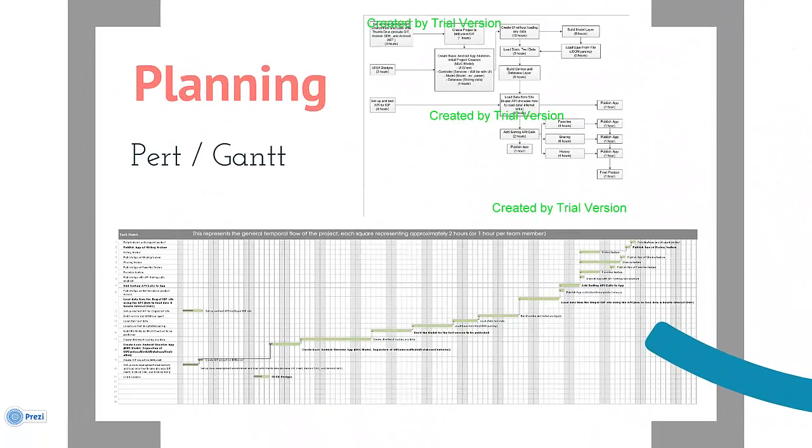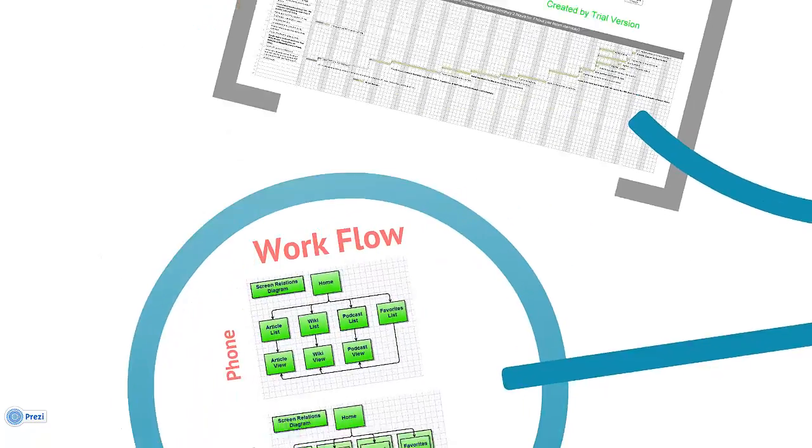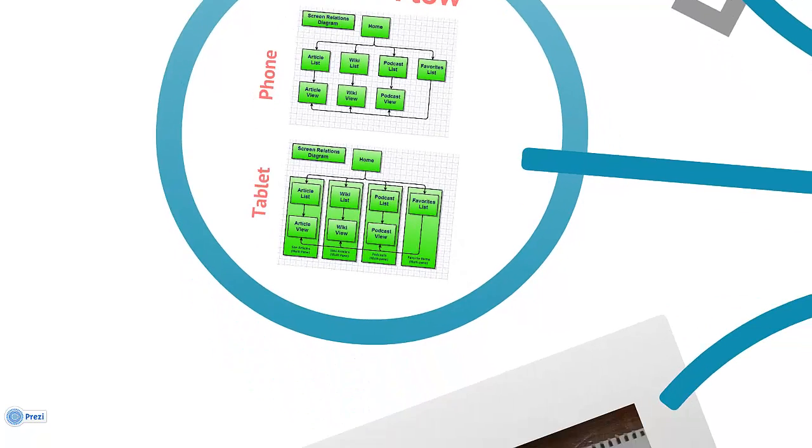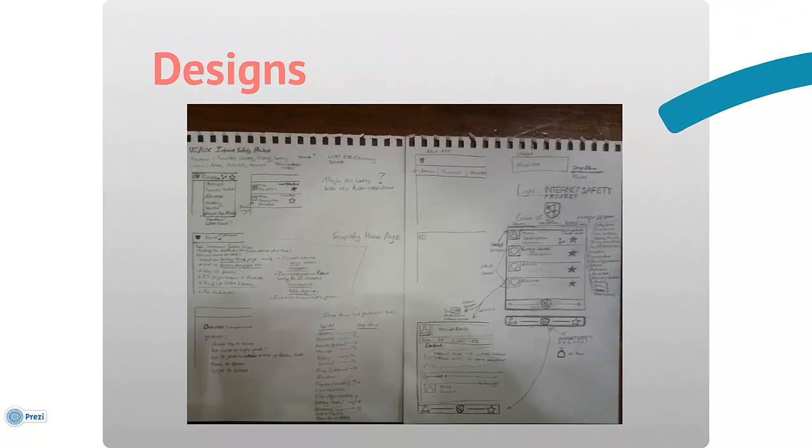We started out planning using PERT and Gantt charts describing the tasks that we'd have to accomplish. We added some workflow diagrams for how the views would interact with each other. And we created some different designs. This is just a couple of the pages we went through, but there were a few iterations there. We were just trying to figure out how we could make this thing different than a normal web browser.